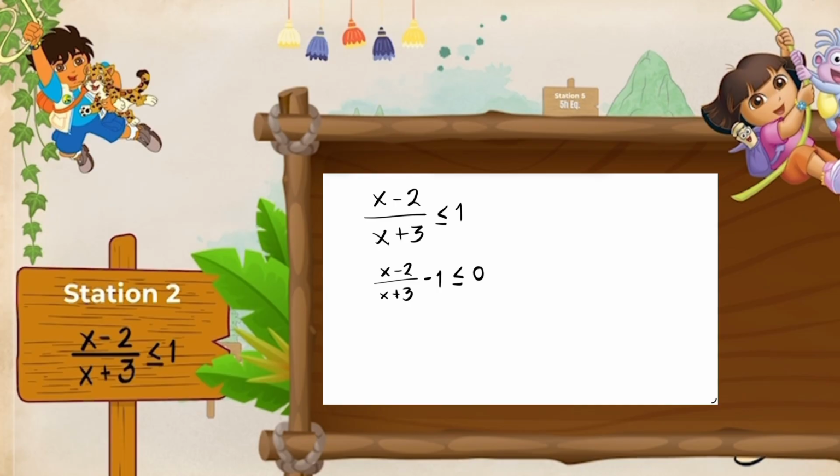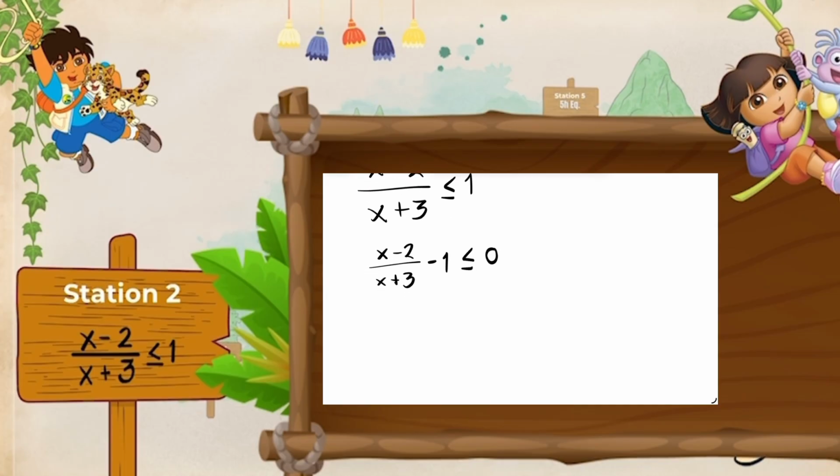And to solve this, we're going to get the LCD, which is x plus 3. And x plus 3 divided by x plus 3 is 1 times x minus 2. So 1 times x minus 2 is x minus 2. And x plus 3 divided by 1 is x plus 3 times 1 is x plus 3. So minus x plus 3.